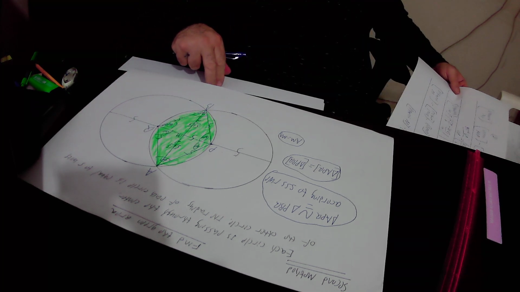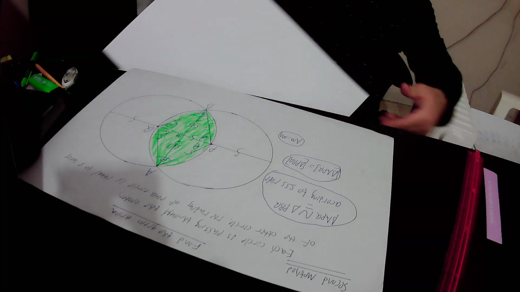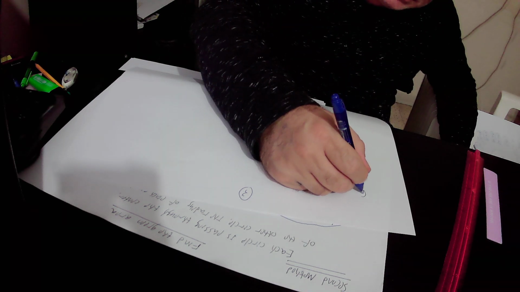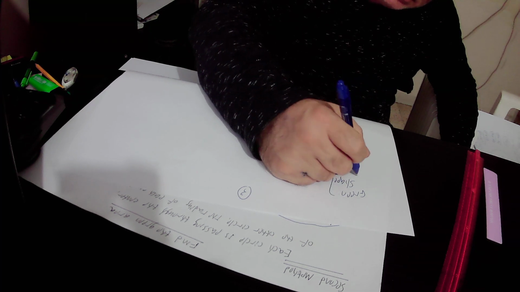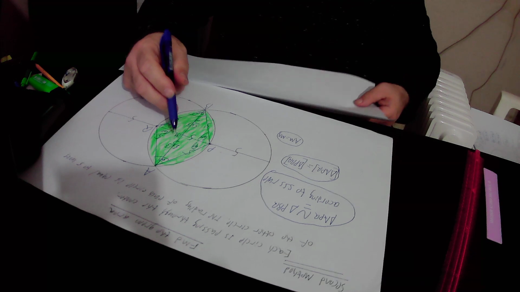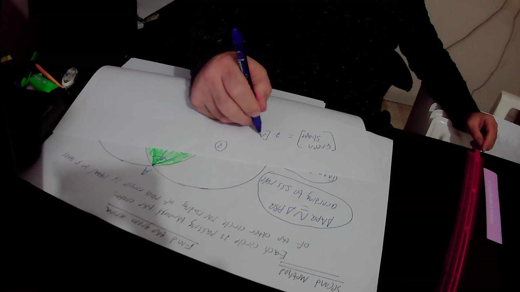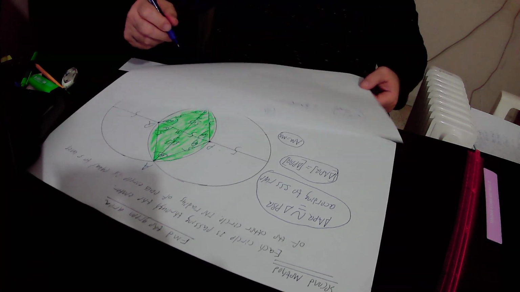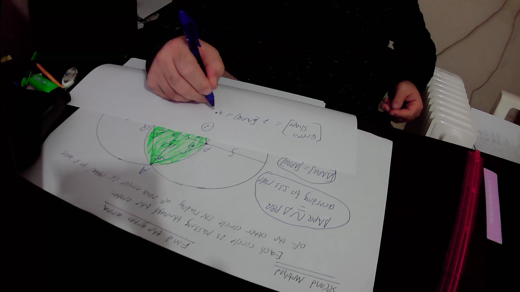So actually the area of the green shape will be equal to 2 times the area of triangle APQ plus 4 times the area of segment AP.